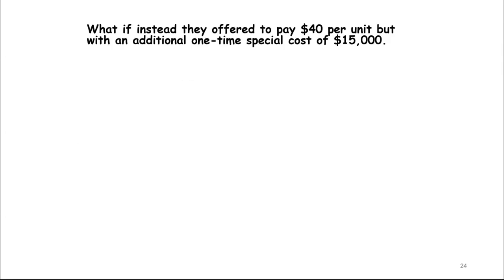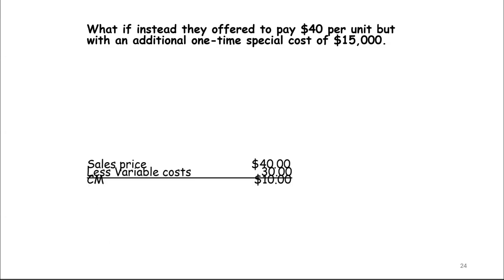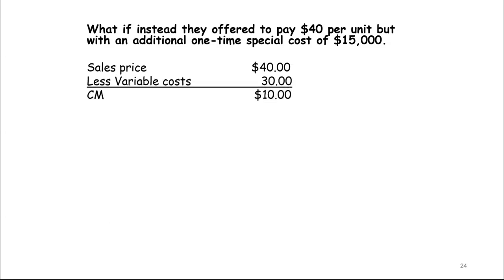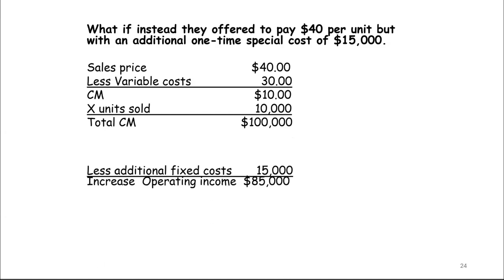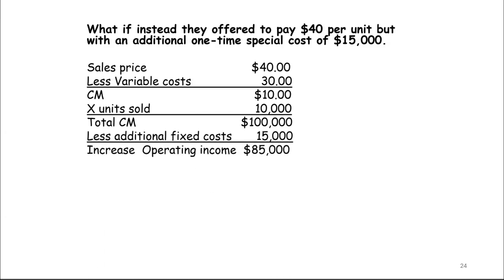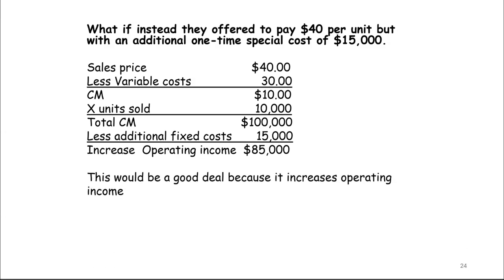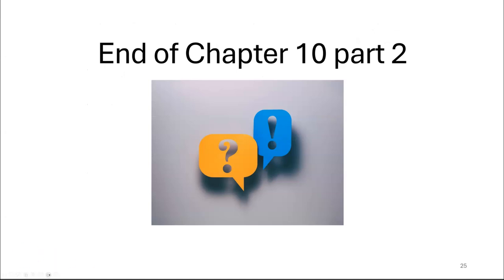Now, what if instead they're offered $40, but with an additional one-time special cost of $15,000? So we're going to take the sales less the variable expenses, which gives us our contribution margin, times the number of units, less the special cost. So we would get an increase in operating income of $85,000. So this would be a good deal because it improves operating income. But again, you have to do this by exception, because if you sell for $40 to one person, they're always going to want it for $40. And that ends part 2 for Chapter 10.